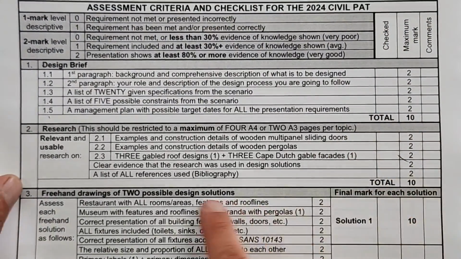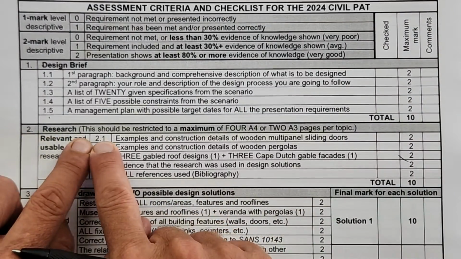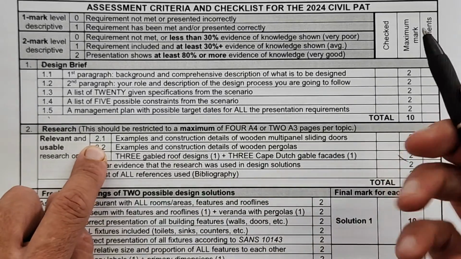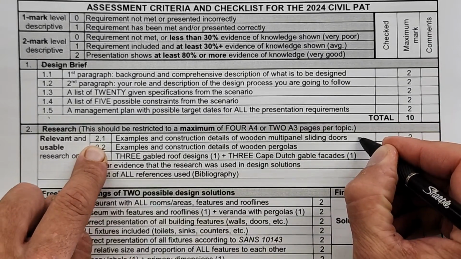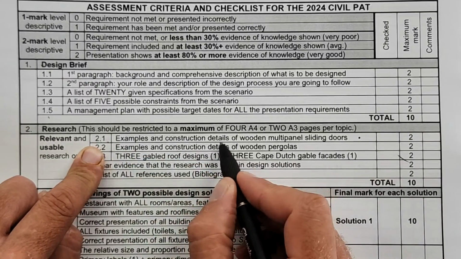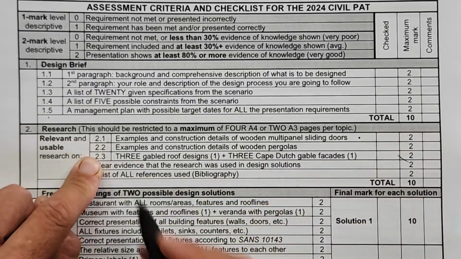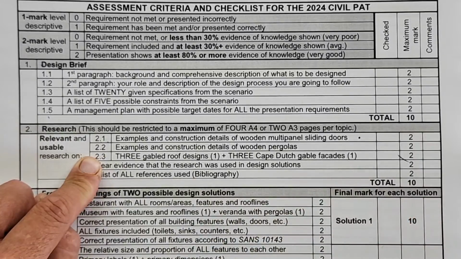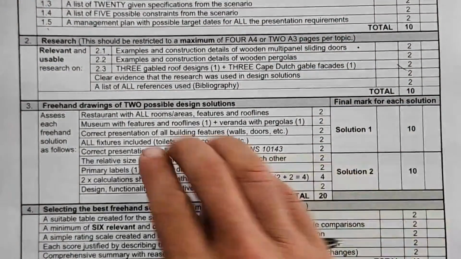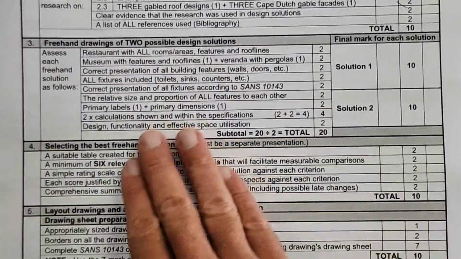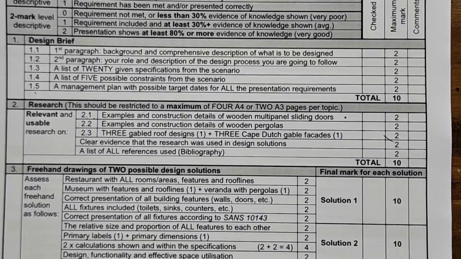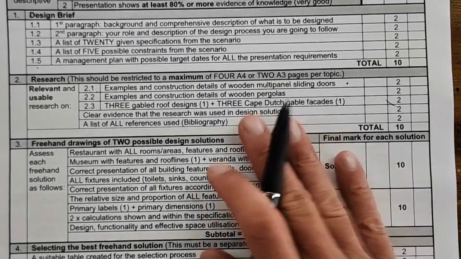And when you wake up and you're going to do research, you know 2.1 must be examples and construction details of wooden multiple slides. That is what you are doing research on. And that research is number 2.1, and the title says wooden multi-panel sliding doors. 2.2, wooden pergolas. And so you're going to make sure you meet all of the requirements, even when we get to the freehand, all of that. All right. This checklist is your guide to making sure you get your 100%.